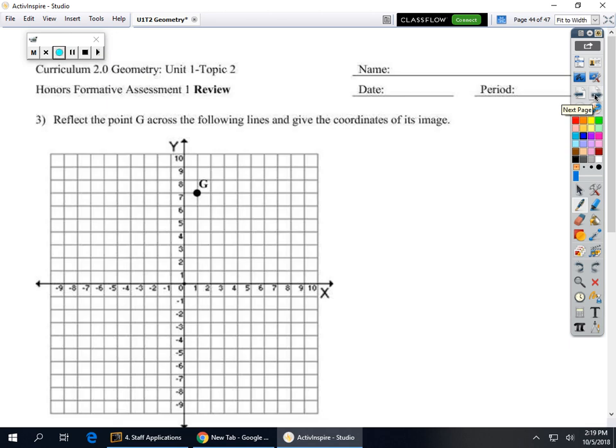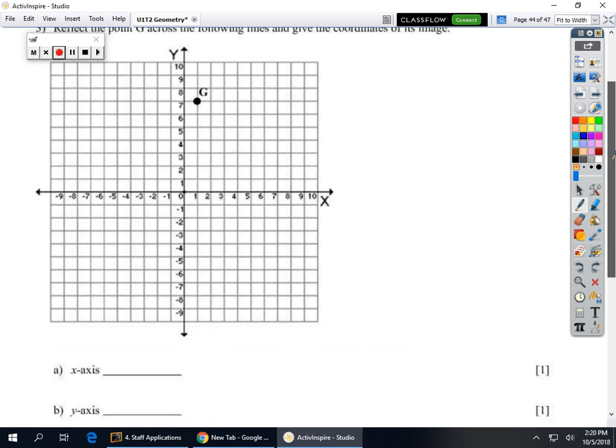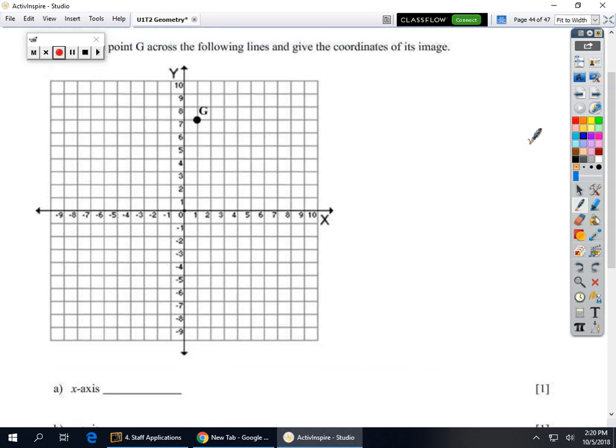All right? Next page here, reflect the point G. On the one that I handed out to you, it's A on yours, it should be changed to G. I'm using the corrected version here. So reflecting the point G across the following lines and give the coordinates of its image. The first one says reflected across the x-axis. So the x-axis is right here.